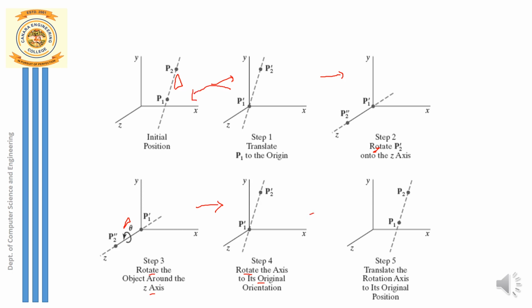So translation back, you have to now undo the translation which you had done earlier. So translate this line segment back to its original position. So this is the last step.